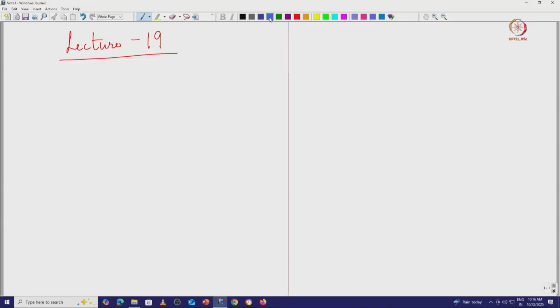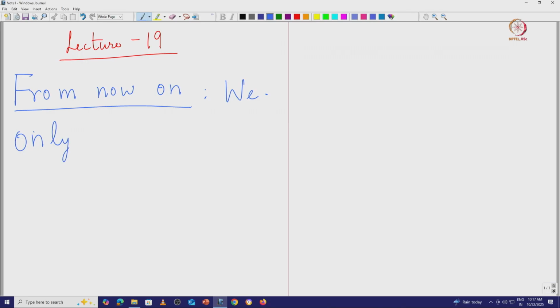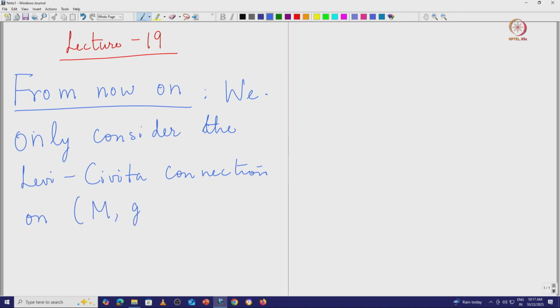So from now on, for the rest of the course, we only consider the Levi-Civita connection on a Riemannian manifold (M, g). Okay, so whenever I talk about connection, I'll always mean the Levi-Civita connection.